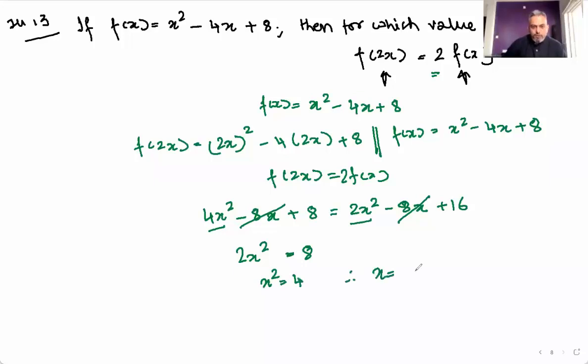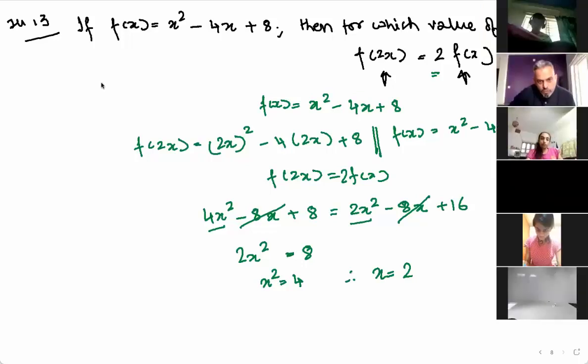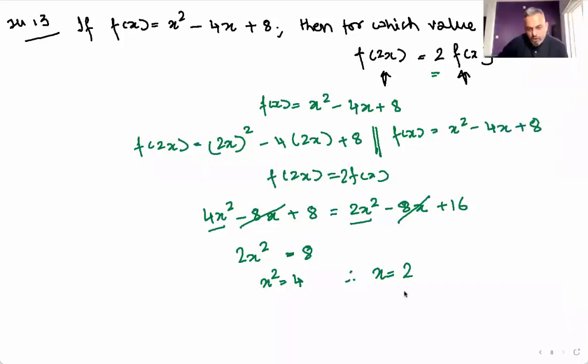Therefore x is equal to 2 is wrong. X is equal to 2 is wrong because x will not be equal to 2, it will be plus or minus 2. Please be careful. So x will be under root of 4 which will be plus or minus 2. Answer. So for x is equal to plus 2, this equation LHS RHS holds true, and for x is equal to minus 2, this equation holds true.